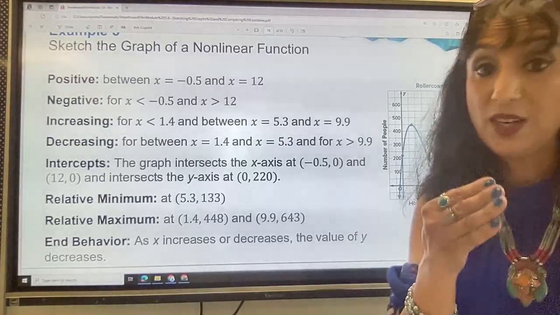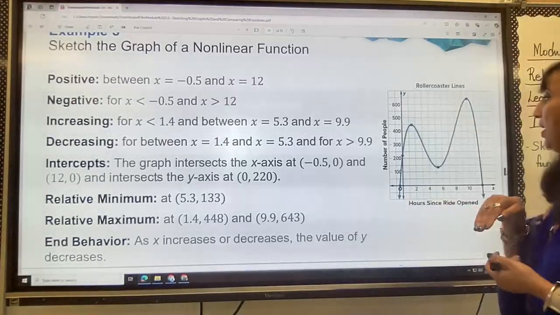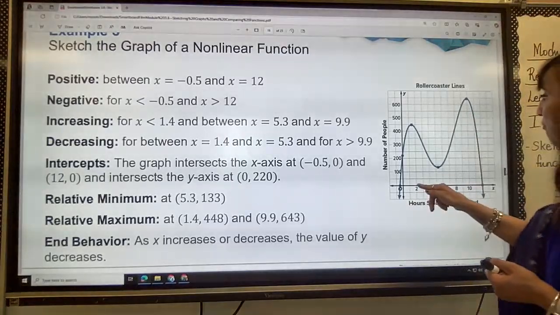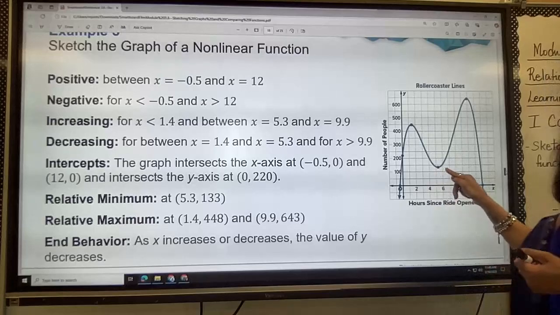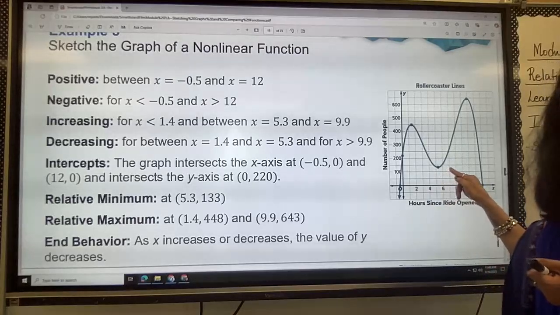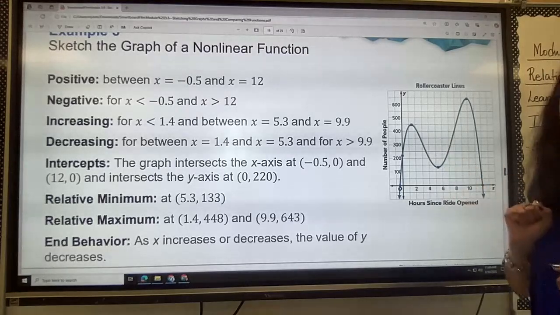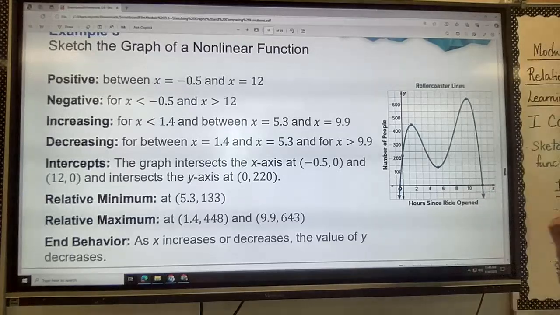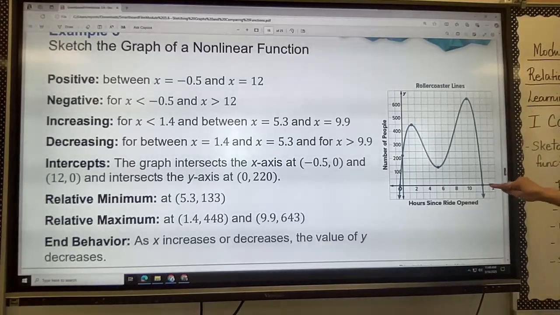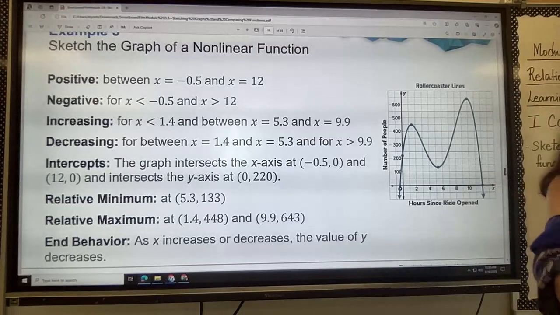And where is it decreasing? For between 1 4/10 and all the way down. So what is it saying? x equal to 5 3/10, and where x is greater than 9 9/10. So it's telling me where it is decreasing.